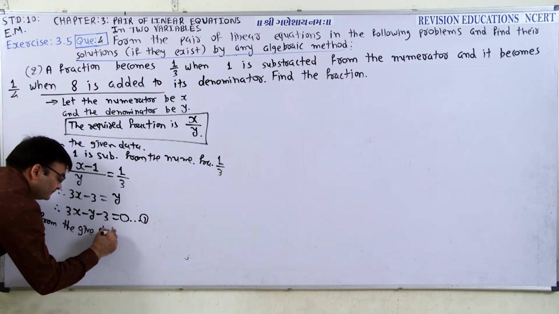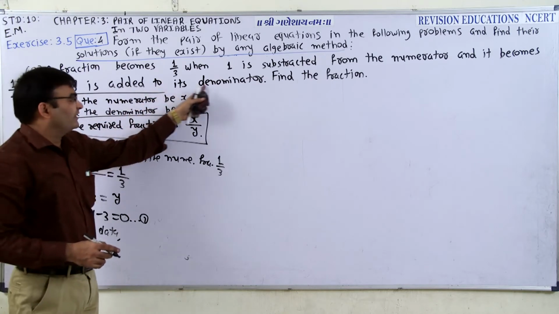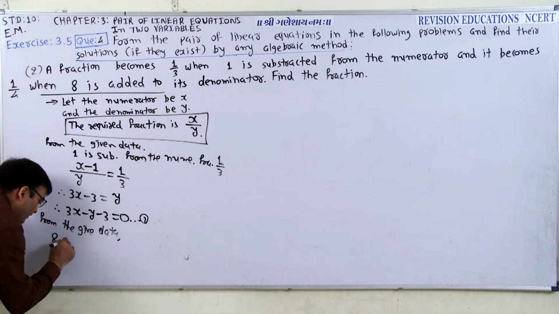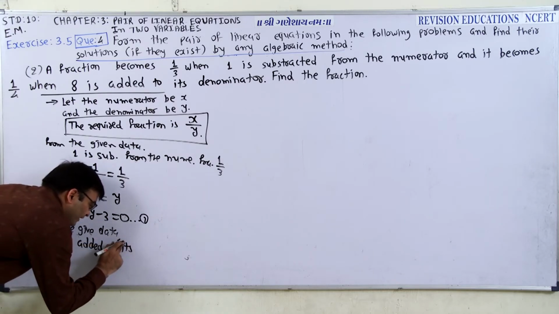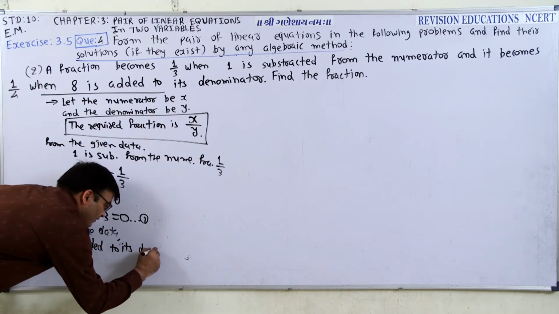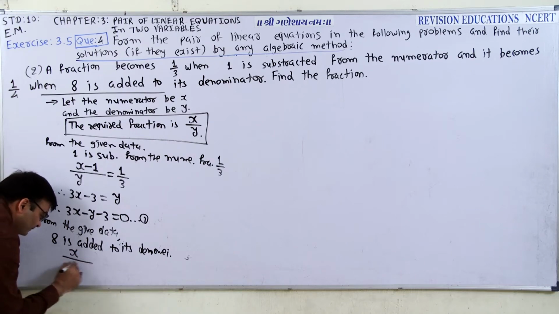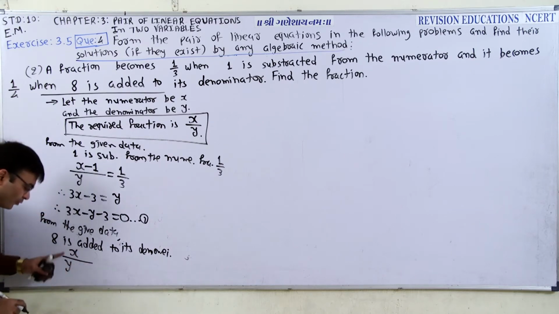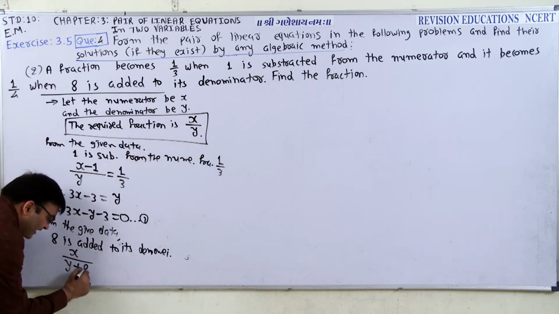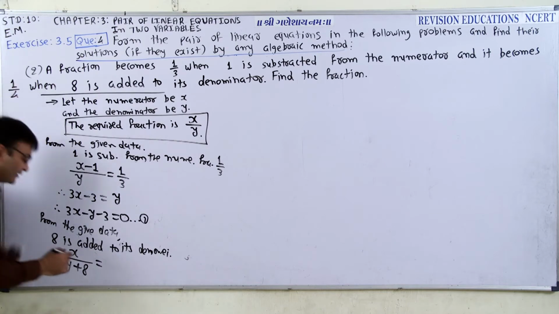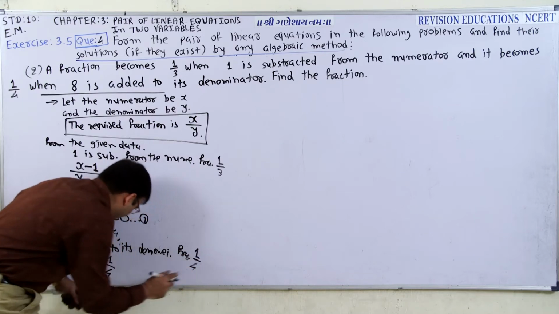Now, from the second given data, 8 is added to its denominator. So we write x upon y, this is our original fraction, and in the denominator we have to add 8. The fraction became 1 by 4, so we write here 1 by 4.